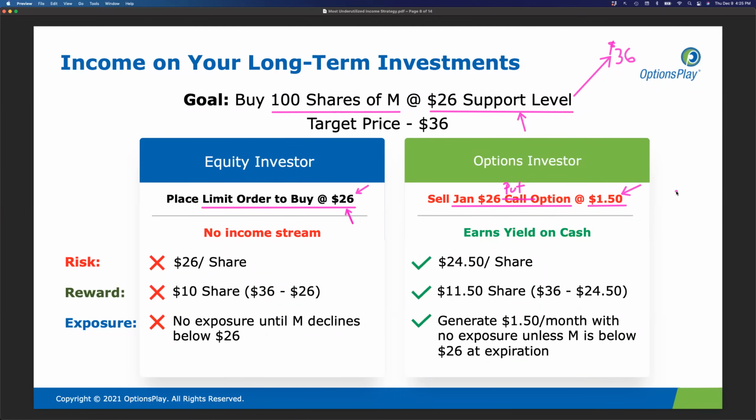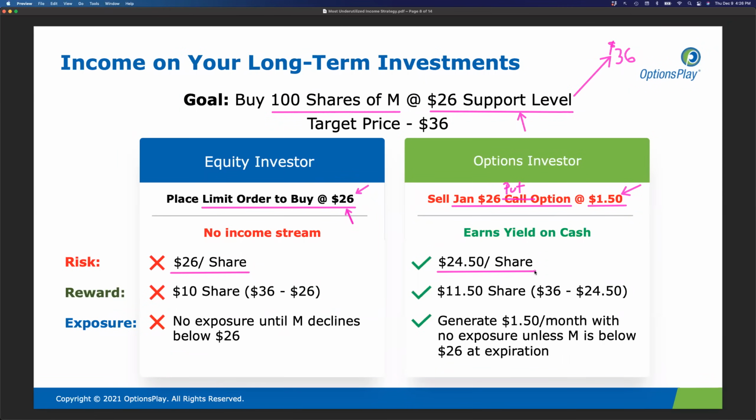$1.50 may not sound like a whole lot, but as you're going to see on a $26 stock, that's a 5.5% yield. So you're getting effectively a little over 5% discount on your stock purchase. So when you buy the stock with a limit order, you're taking on the risk of exactly $26 a share. Because if you buy the stock at 26 and the stock goes to zero, you're risking $26 per share. But if you sell a put option, what you're risking is less than that. You're risking the same obligation of buying the stock at 26, but because you collected $1.50 in income, your total risk is reduced from $26 a share to 24.5.